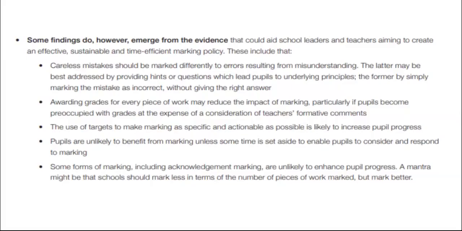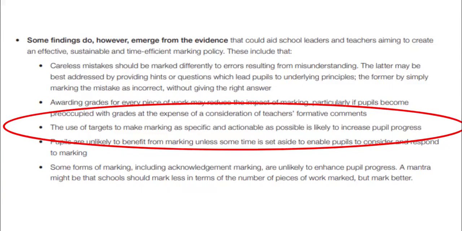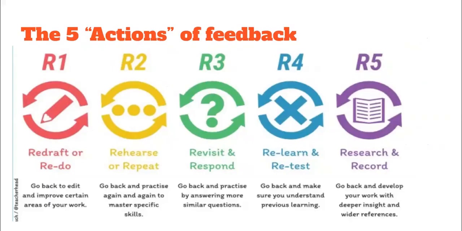This echoes the Education Endowment Foundation report, A Marked Improvement, which states the use of targets to make marking as specific and actionable as possible is likely to increase pupil progress. So there's 5 actions being identified by a guy called Tom Sheridan. I put a link to the blog where he describes these in a bit more detail.